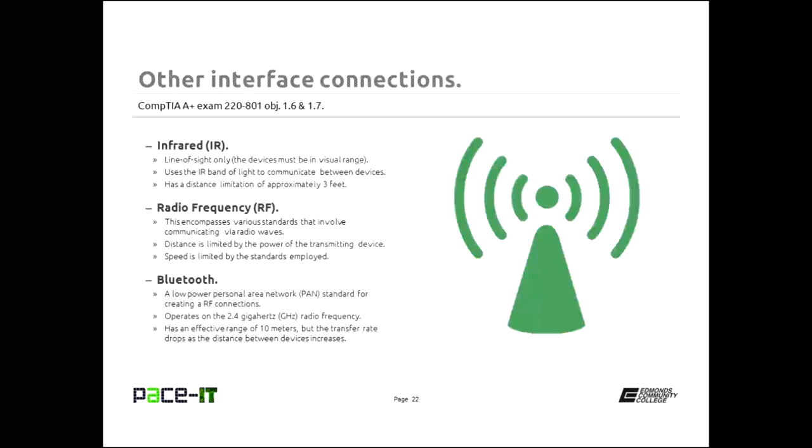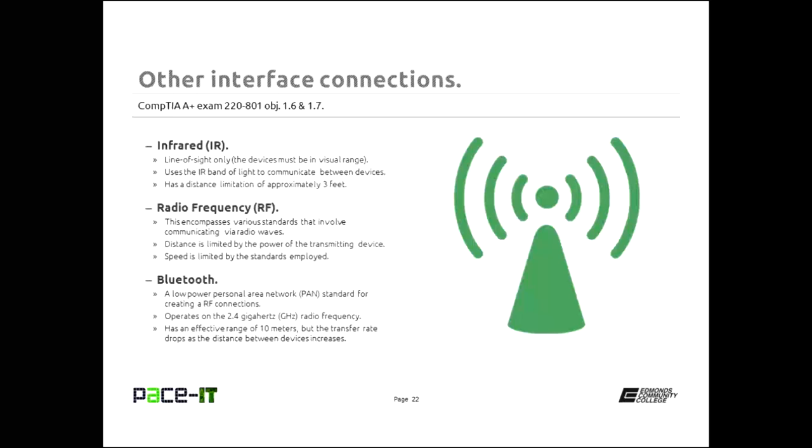And for the most part, infrared was replaced by radio frequency. Now, RF networking, or the RF interface, actually encompasses a whole bunch of different standards. But they all involve the same thing, which is communicating via radio waves. Most of those standards are covered by the IEEE standard 802.11, but not all of them are.